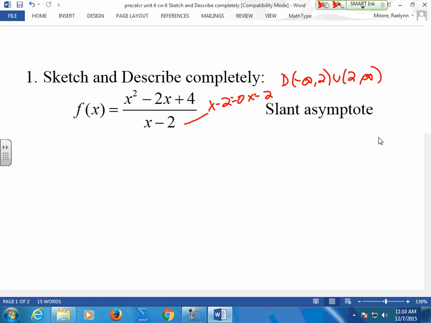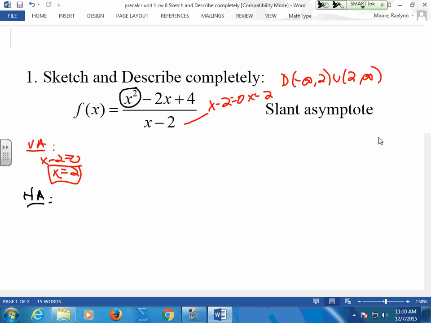Can we factor this guy? No? Not factorable and reducible, so we don't have to worry about that. So let's hit our vertical asymptote. We look at our denominator, same as our domain restriction. Okay? Let's look at our horizontal asymptote.